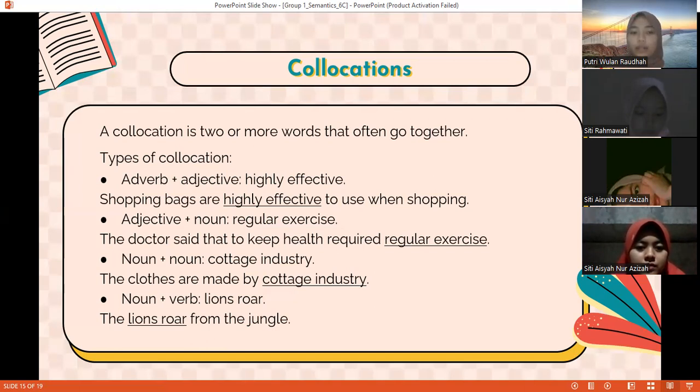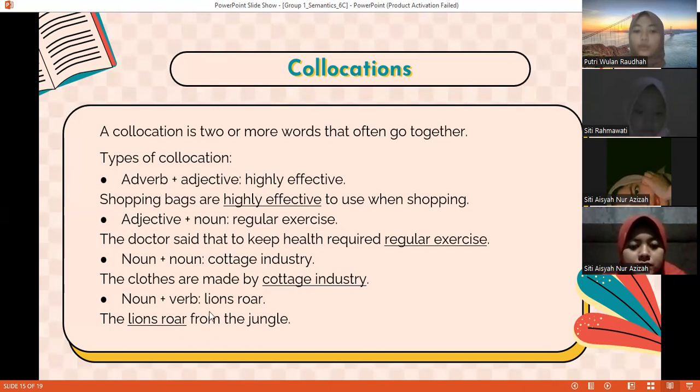The second one is adjective plus noun. The example is regular exercise. The example in the sentence is, the doctor said that to keep healthy requires regular exercise. The other example is excruciating pain. The third one is noun plus noun. For example, cottage industry. The example in the sentence is, the clothes are made by cottage industry. And the other example is a surge of anger.